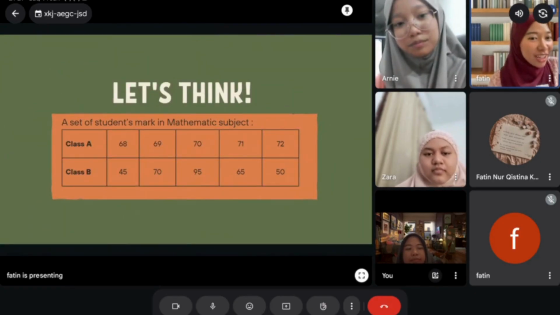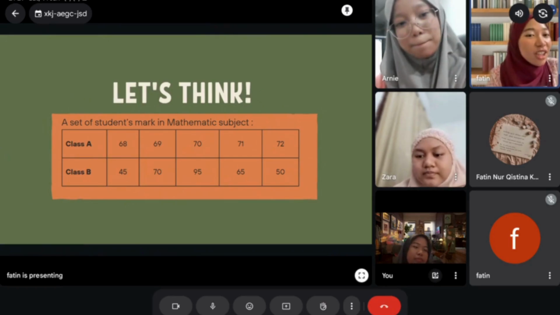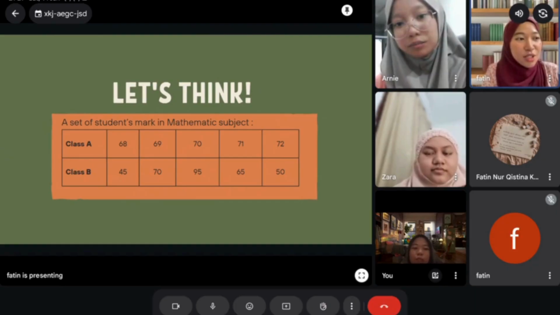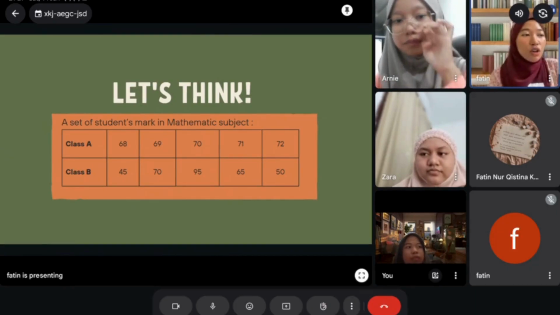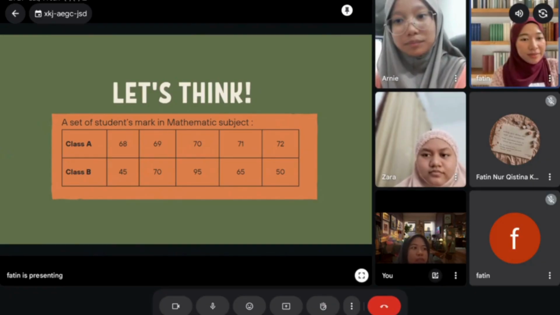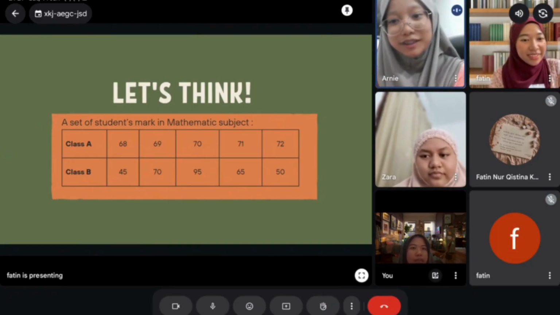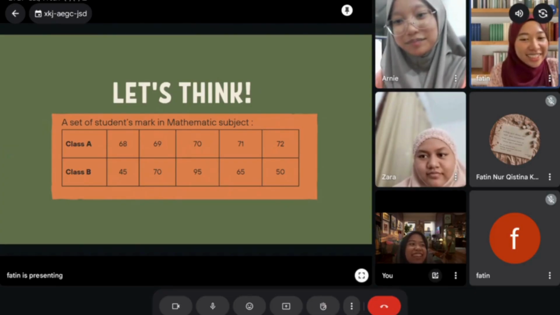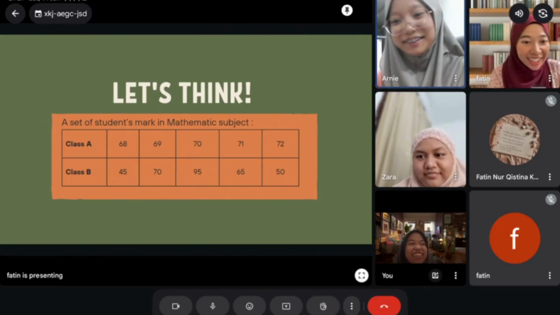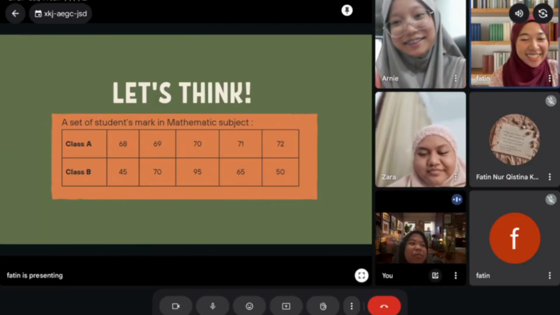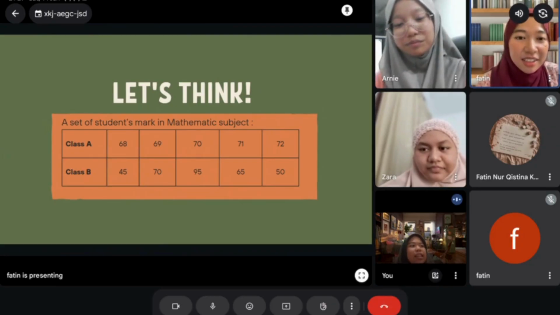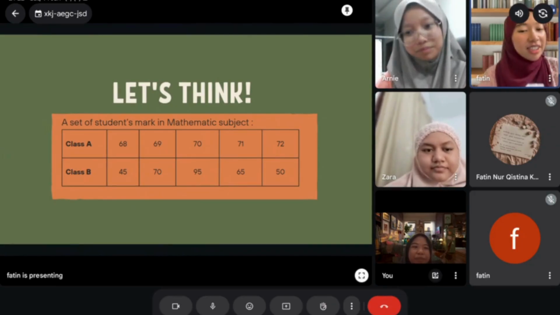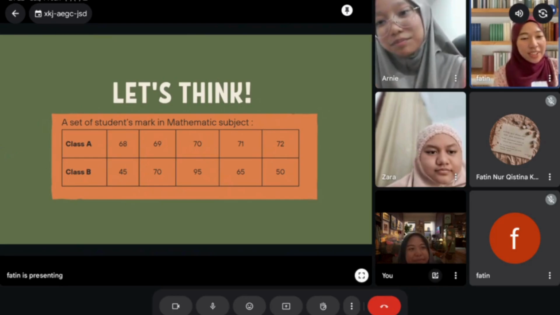Okay, so here I presented to you a set of students marked in mathematics subject. So in your opinion, based on this table, what can you conclude about this table? Fatin, do you want to go first? Okay, go. The numbers show the marks in mathematics subject of students at class A and class B. Okay, that's good. Any other opinion?